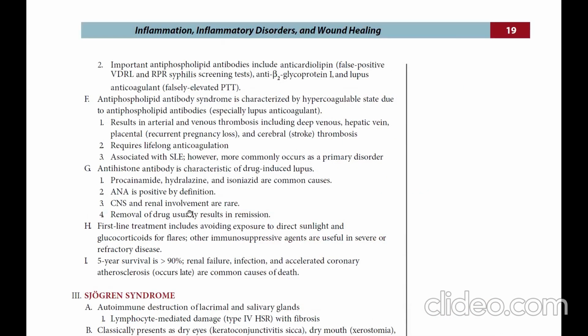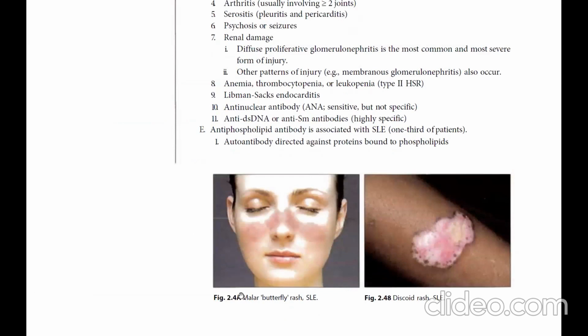In this picture, we see malar butterfly rash in a patient with systemic lupus erythematosus, and discoid rash also in a patient with CLE. Thank you.